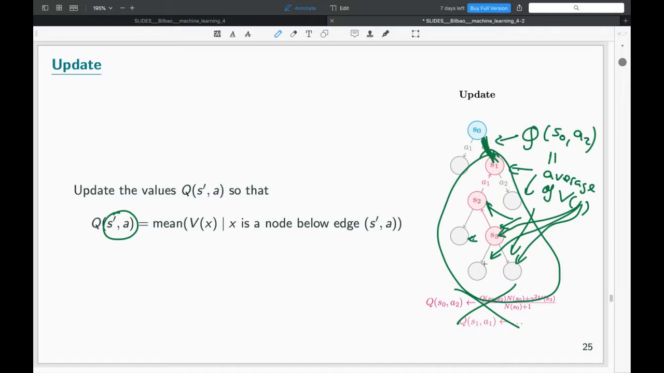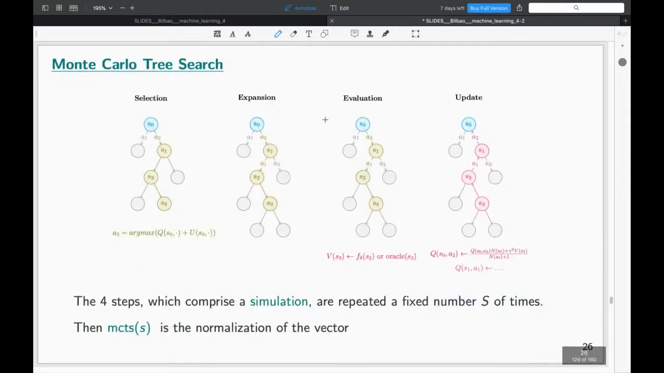Not these ones, not the ones put in the expansion, because we still haven't computed the value of these ones, just this. Okay, so here are the 4 steps. In the selection, you just choose a path in your tree somehow until you reach a leaf, not a final state of the environment, a leaf of the tree. Then you expand the leaf with the following possible states for each action.